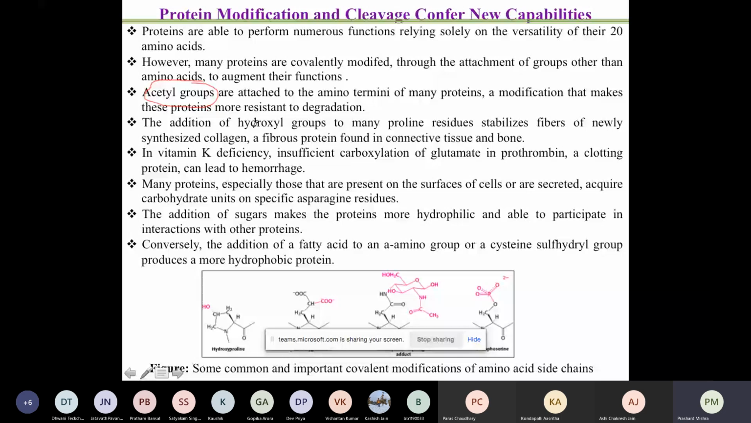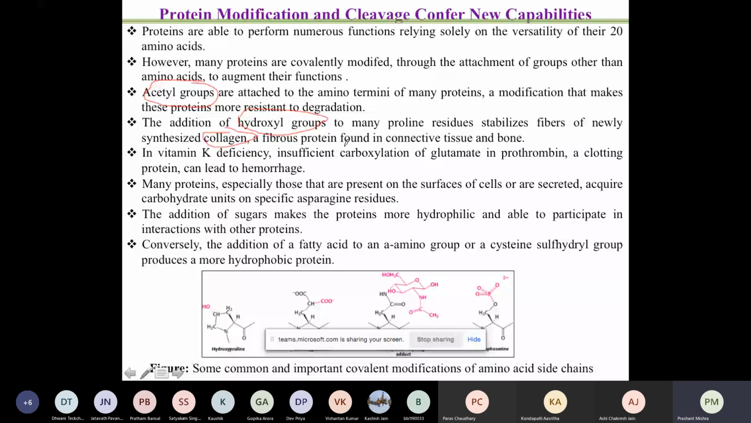In the same way, there is the hydroxyl group. The hydroxylation of many proline residues stabilizes the fiber of newly synthesized collagen. I will tell you later that collagen fibers are stabilized because of the presence of the hydroxyl group. So if proline is converted into hydroxyproline, then your protein is good. Otherwise, the protein will not be stable.